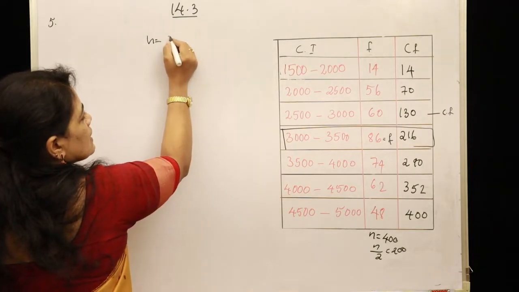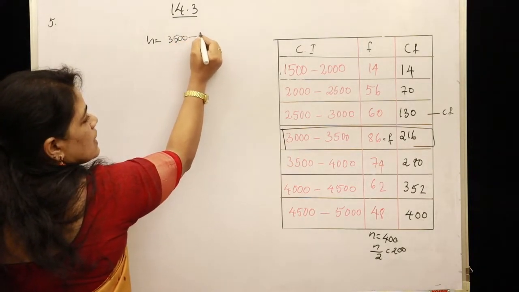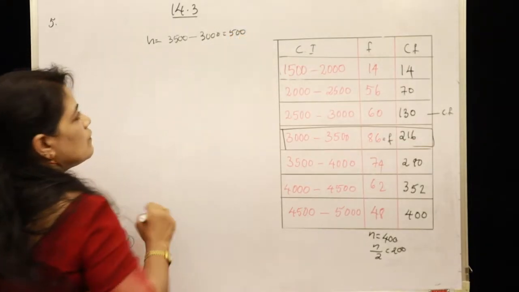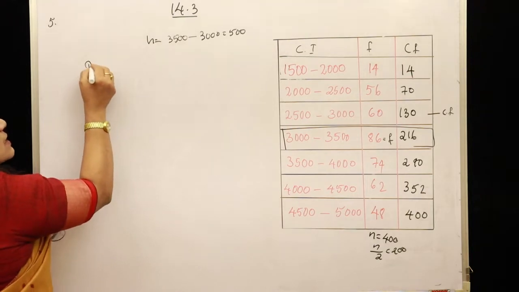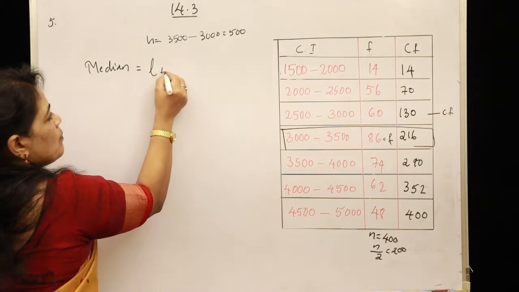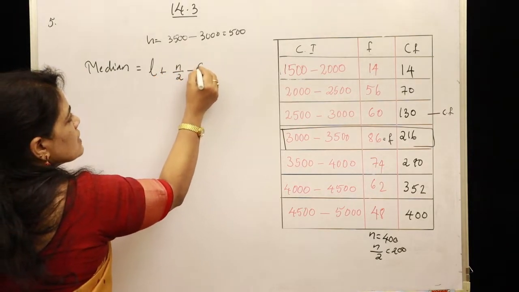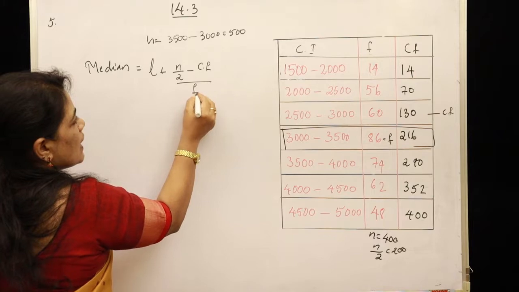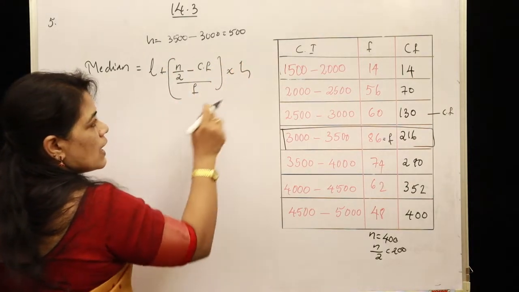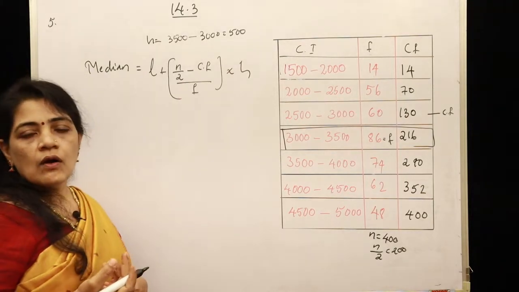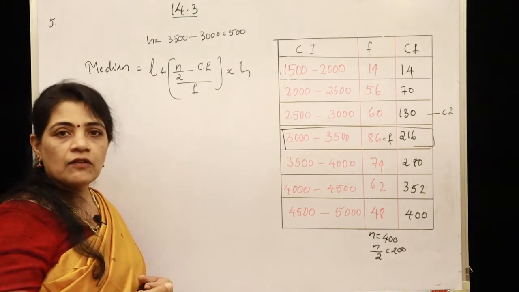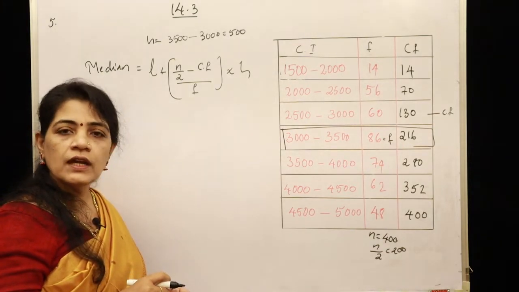That means 3500 minus 3000, that is 500. Then what is the median by formula? Median is equal to L plus n by 2 minus CF divided by f into h. Now we have all the values required for the formula. So we just substitute and we will get the median lifetime of a neon lamp.